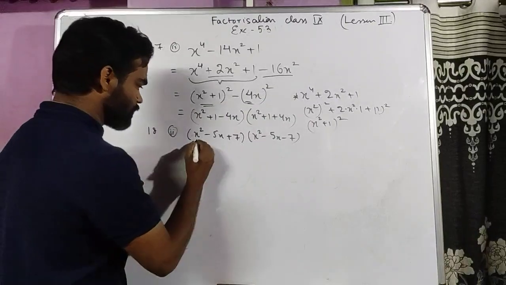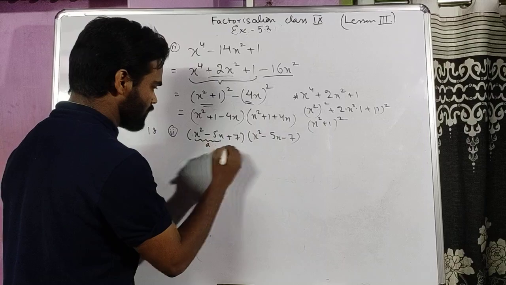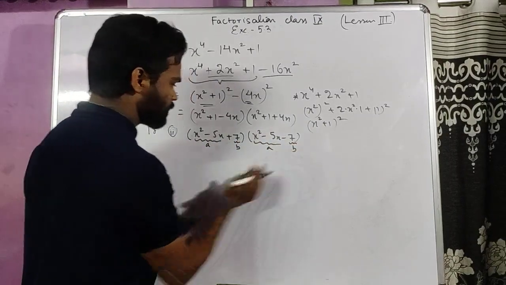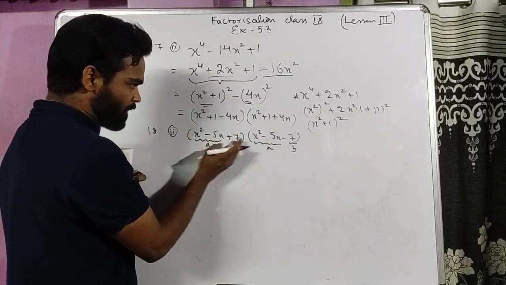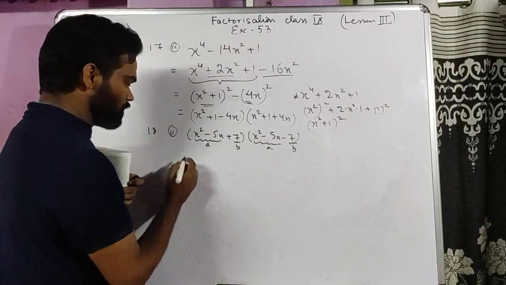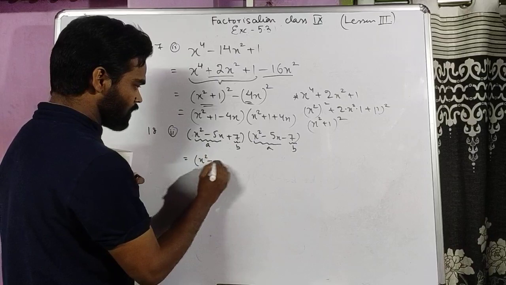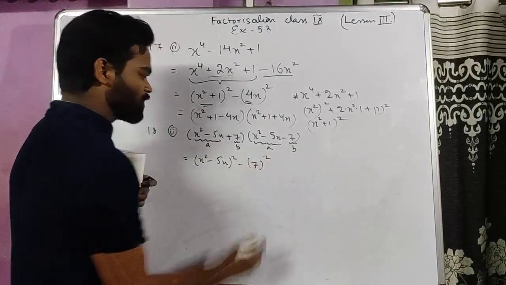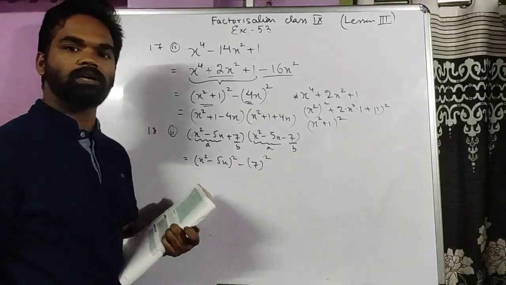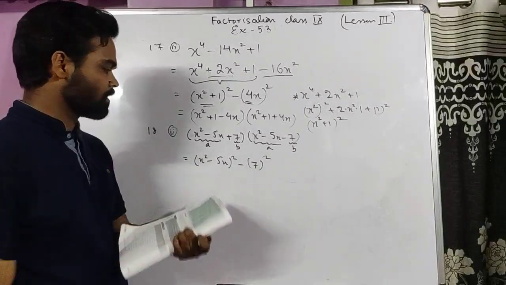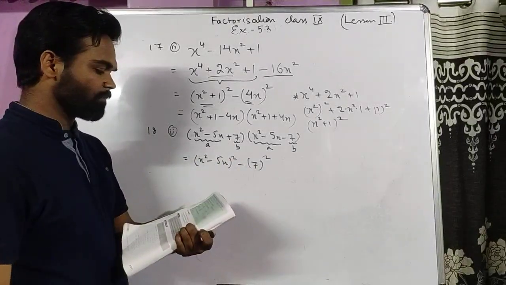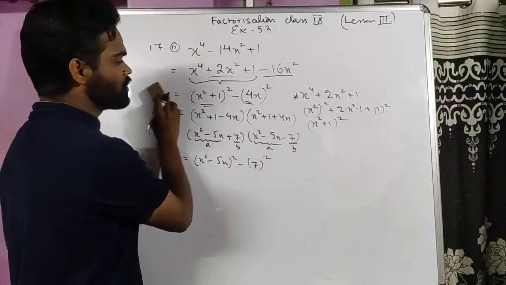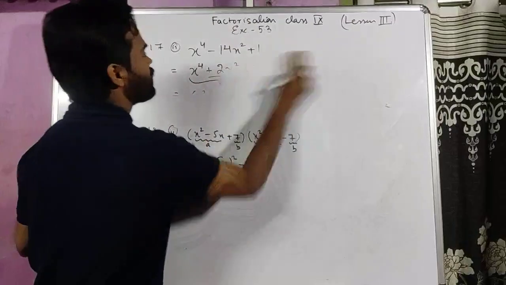Now look carefully. If you take this as a, this is b, this is a, and this is b. A plus b, a minus b. So this becomes a square minus b square. Done. Our work is done. They have told us to express this in this form only. Difference of 2 squares. Very easy. Just need to arrange the terms.